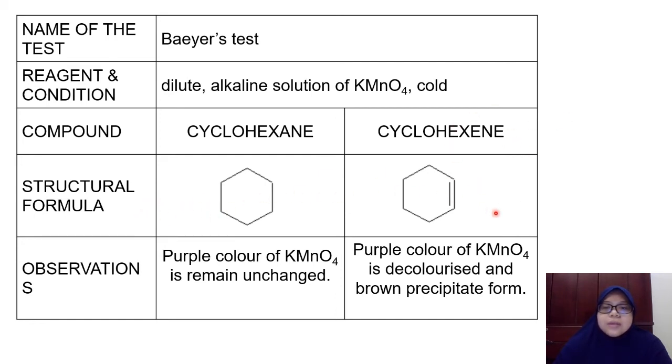So when we look at the structural formula, we will see that cyclohexene contains a carbon-carbon double bond, while cyclohexane does not contain a carbon-carbon double bond. So that means cyclohexene will give you the positive observation, while cyclohexane will give you the negative observation. The observation for cyclohexane is that the purple color of potassium permanganate remains unchanged. The purple color does not turn into colorless. And then cyclohexene will decolorize the purple color of potassium permanganate and produce a brown precipitate.